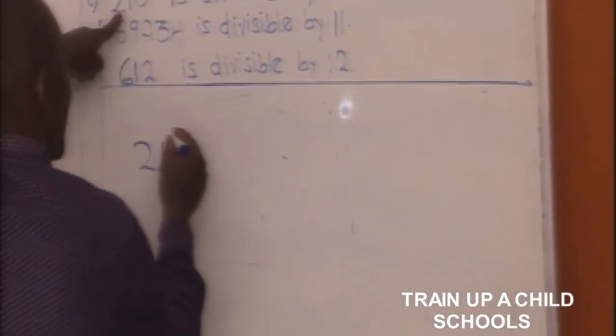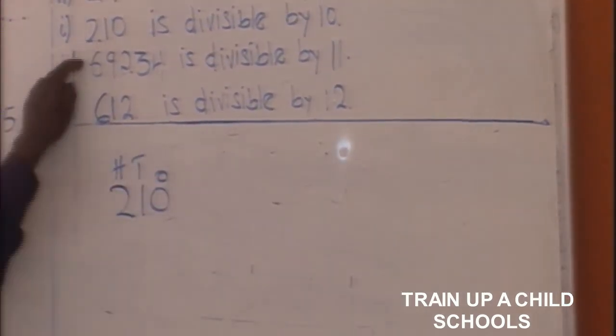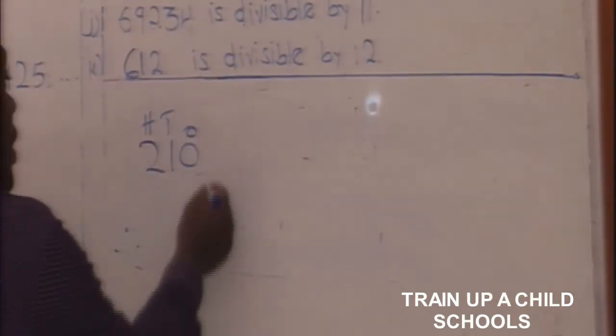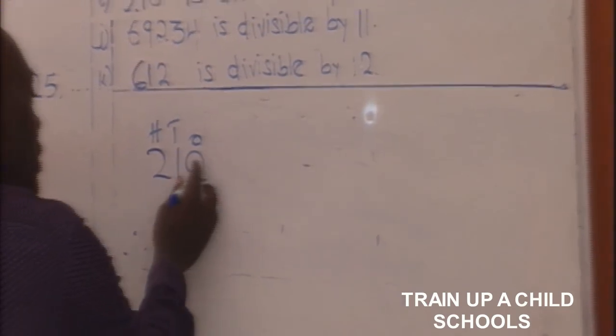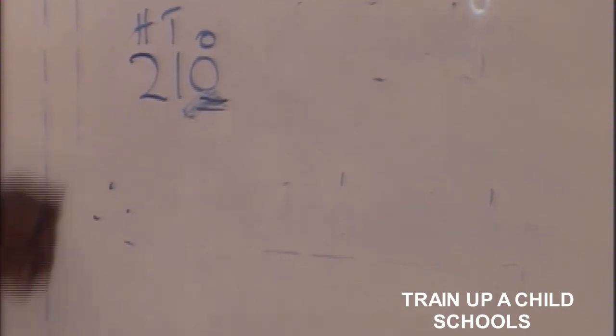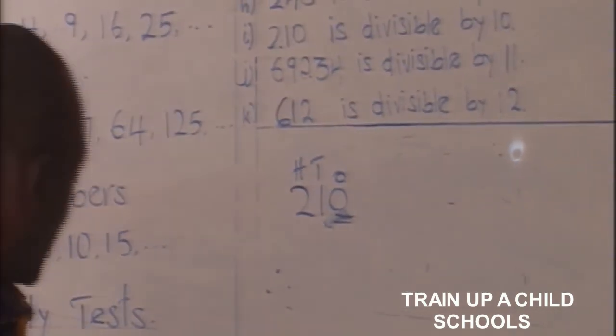210. What's under 1s? Show the place values. It is a 0. It has qualified automatically. You say, therefore, you underline this one to show that you are testing by the place value of 1s. And you say, therefore, 210 is divisible by 10.